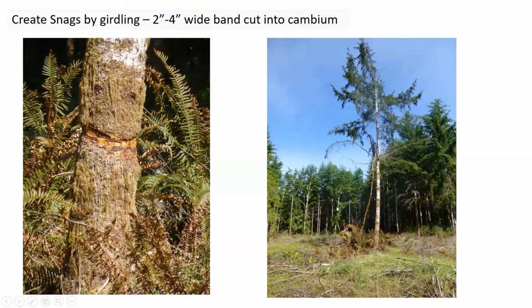You can create some snags by girdling, which is viable, but you've got to make sure the cut down to the cambium is wide enough. I've seen a few times where people tried this with just a single chainsaw cut. It didn't kill the tree. So you want to do it like that.